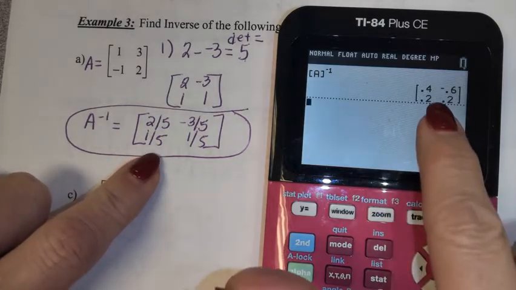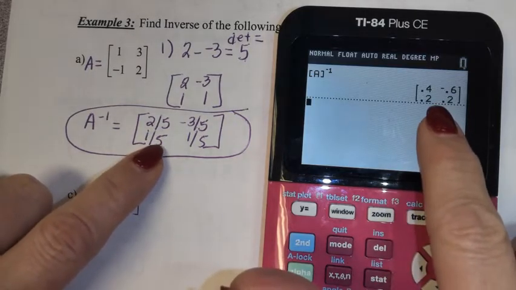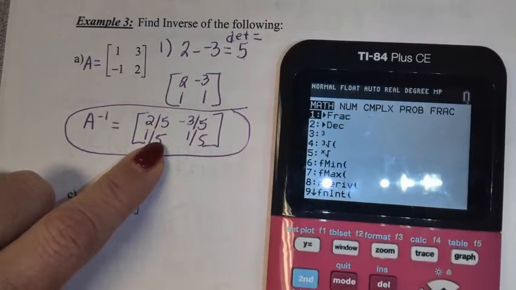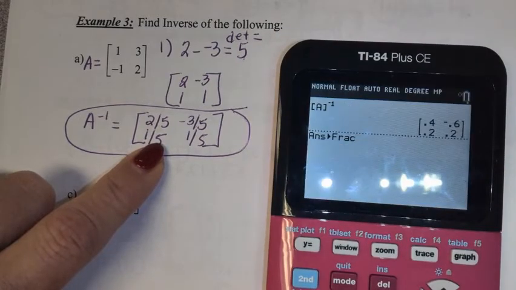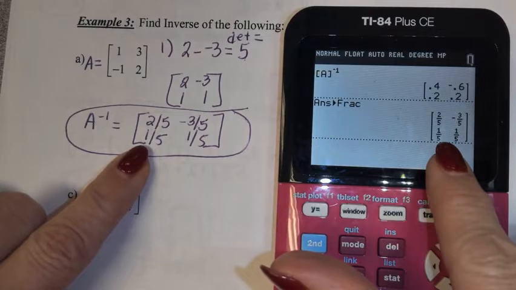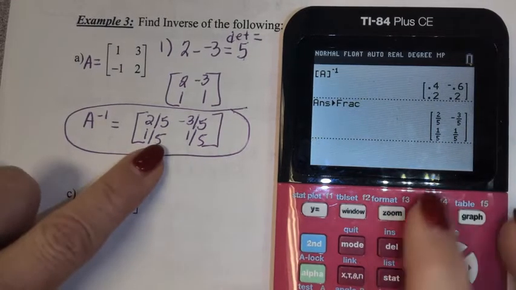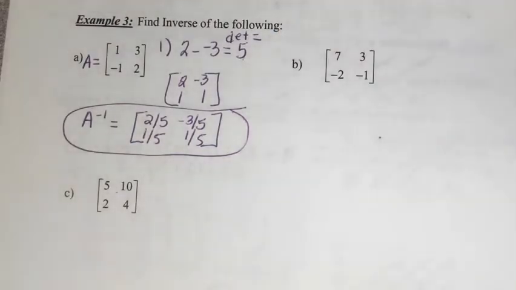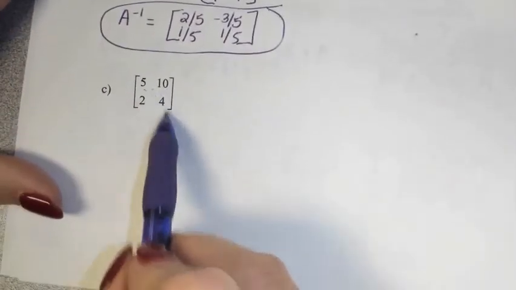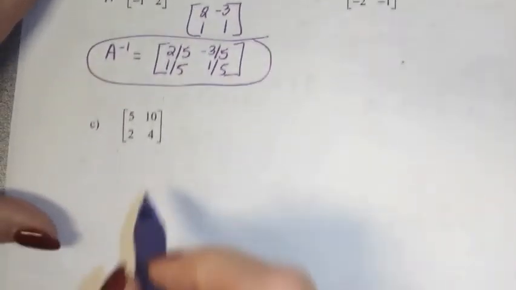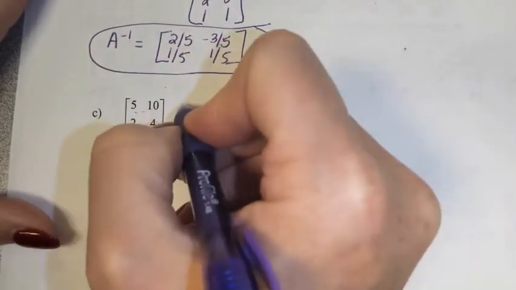And that doesn't look exactly the same. Those are decimals. They're equivalent. But if I want it to look exactly the same, I can just go under math and frac. So math, that's going to change the decimals into fractions. And now we can see that our answer is correct. Okay, so the calculator is very helpful. We want to be able to do these both ways. If you ever take linear algebra in college, which is what math majors have to take occasionally, you're going to want to be able to do this both ways because you'll be expected to do that.